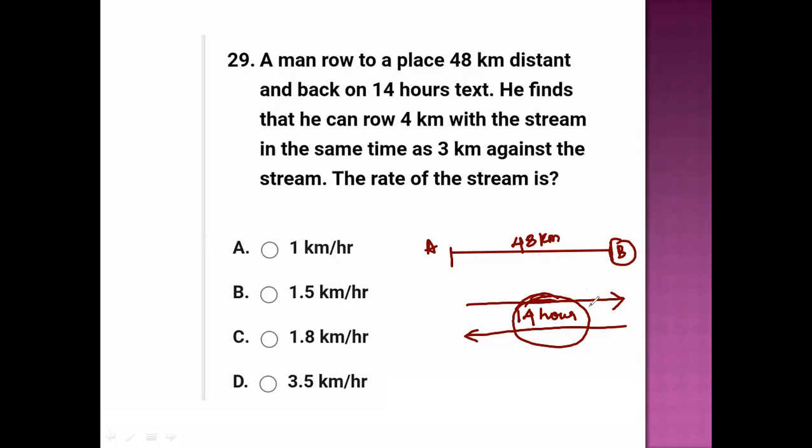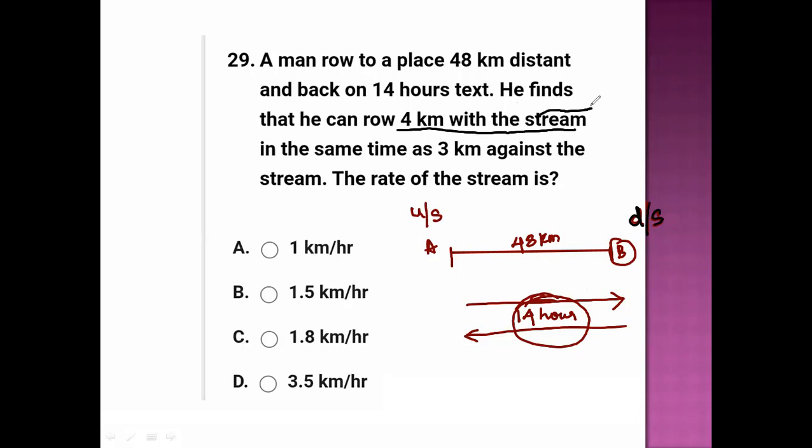He finds that he can row 4 kilometer with the stream in the same time as 3 kilometer against the stream. Suppose I take this as the upstream side and this as the downstream side. See here what has been given. He finds that he can row 4 kilometer with the stream.